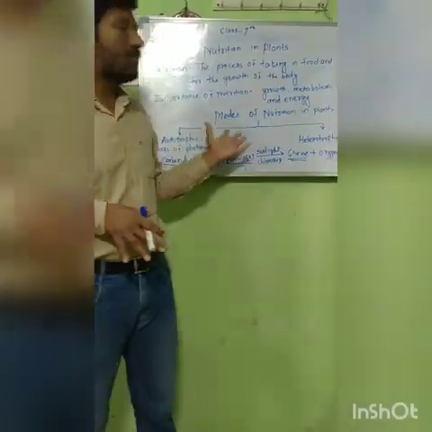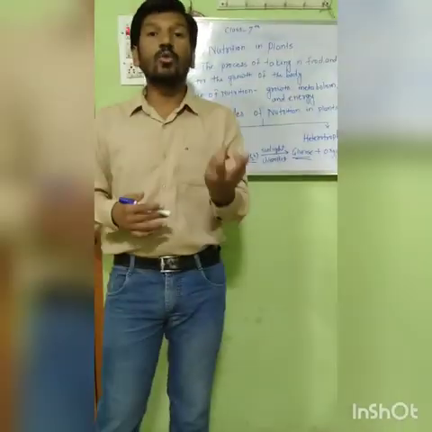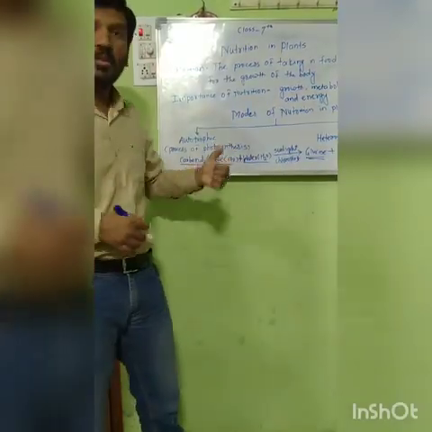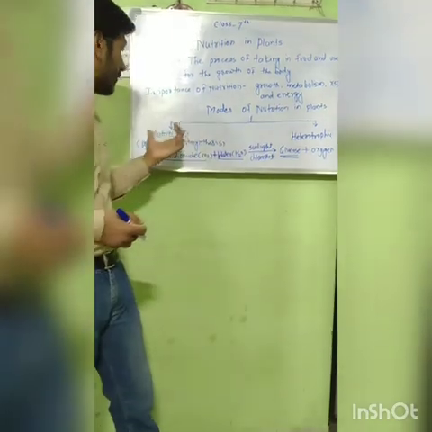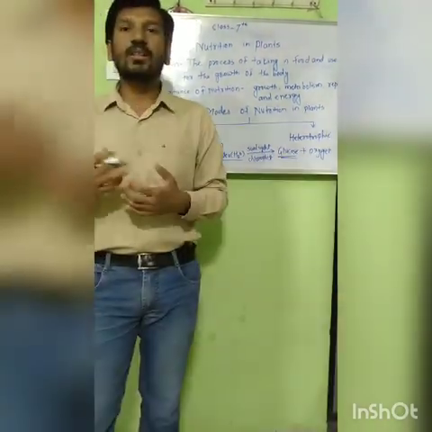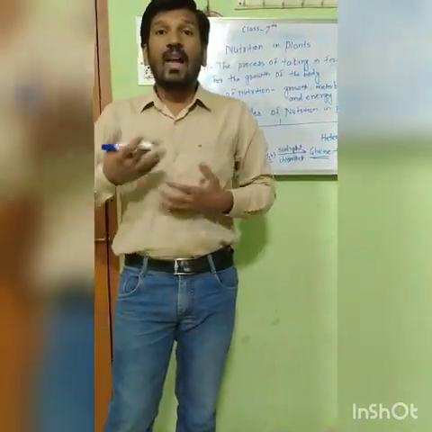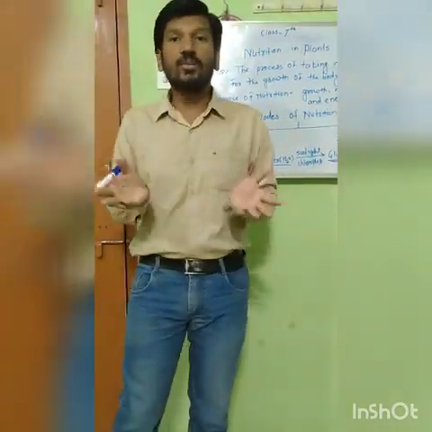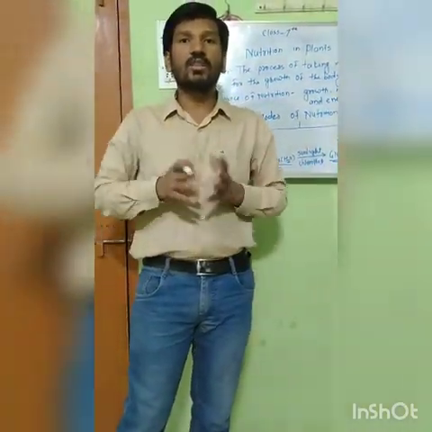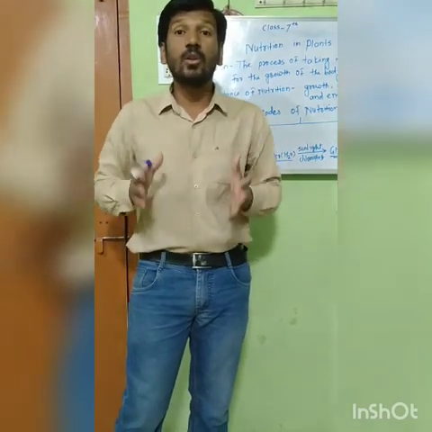Afterwards we learned the modes of nutrition. There are two modes of nutrition. First is the autotrophic mode of nutrition, second is the heterotrophic mode of nutrition. Autotrophic mode of nutrition happens in the green plants, and it happens with the process of photosynthesis. What is meant by photosynthesis? Photosynthesis is the process in which plants prepare their own food.